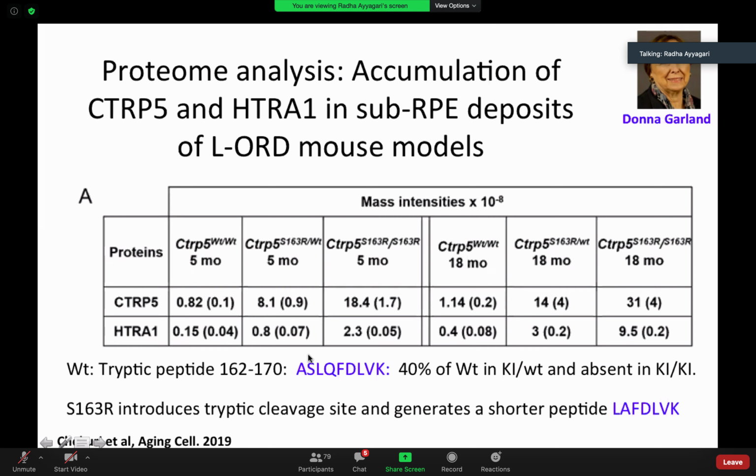So she looked for the specific peptides that are generated with the tryptic digestion. This is the peptide that's generated around the mutation in the wild type, and this was 40% lower in heterozygous mice and absent in homozygous mutant mice, as expected. She also looked for the novel peptide that is generated because of the mutation. Obviously it was not detected in the wild-type mice. However, she detected this at high levels in the homozygous mutant mice, and about 40 to 50% in the heterozygous mutant.